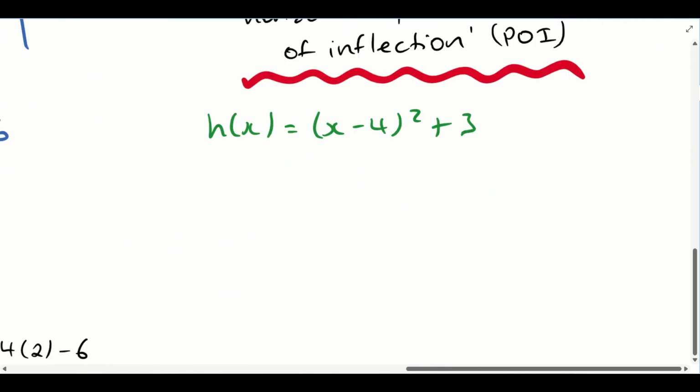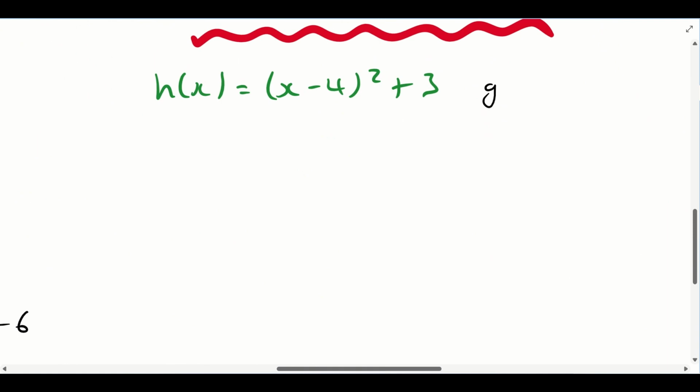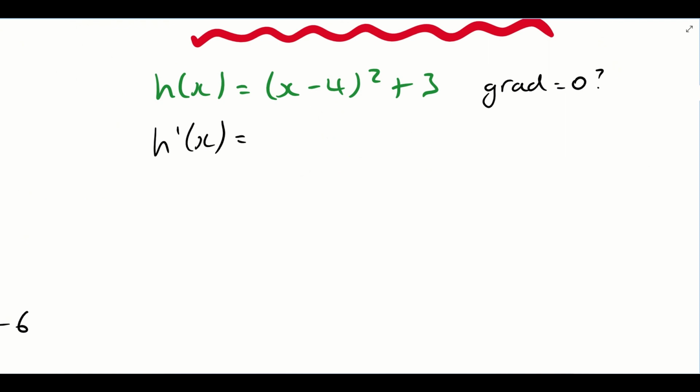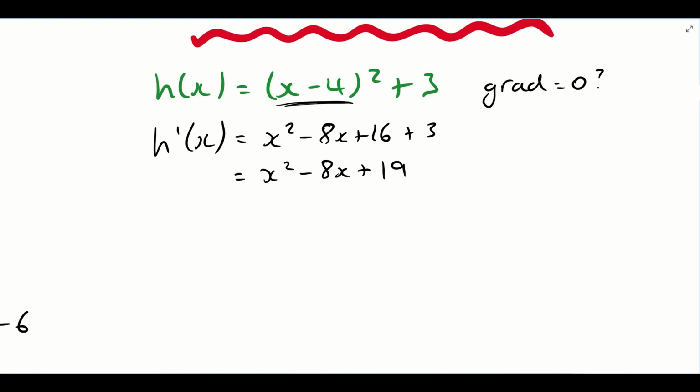So we'll come over here and we want to know when the gradient of h of x is equal to 0. Well, that's when the derivative of h of x is equal to 0. If we look here, we don't have this in the nice format of ax to the power of n. So we have to expand these brackets out. So we get x squared, take 8x plus 16 plus 3. And now this is easier to differentiate. We can simplify that 16 and 3 to a 19 and then differentiate it.